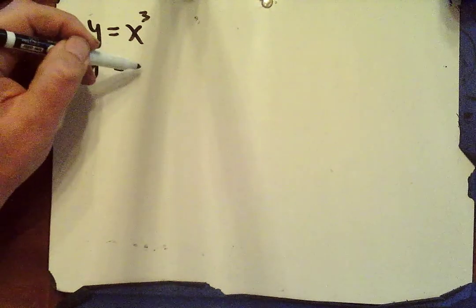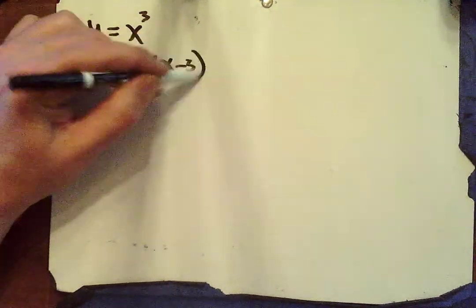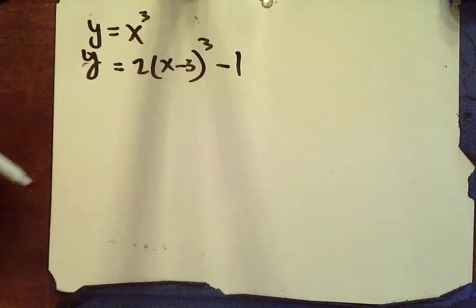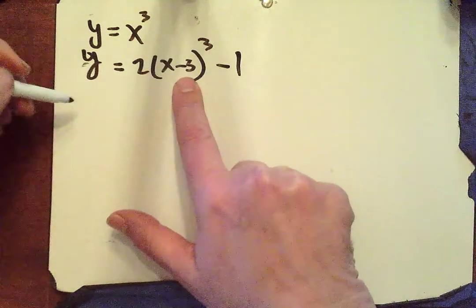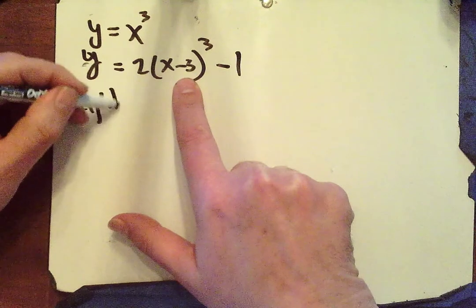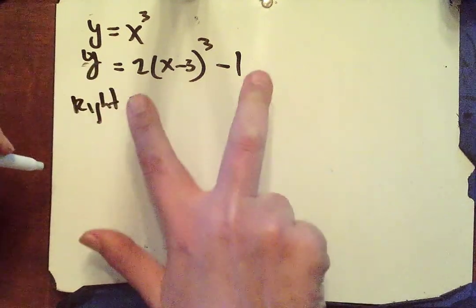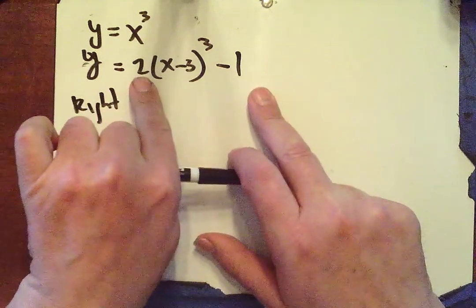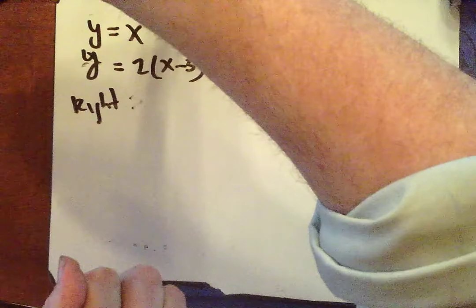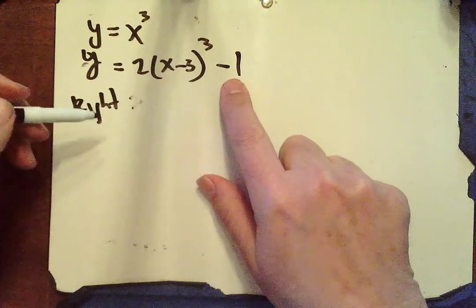Okay? Part B, still working with y equals x to the third, but this time we've got y equals 2x minus 3 cubed minus 1. So what do these transformations do? Well, this one shifts the graph right 3. And here I have two y transformations. I'm supposed to multiply the y's by 2. That vertically stretches the graph. And subtract 1 from the y's.